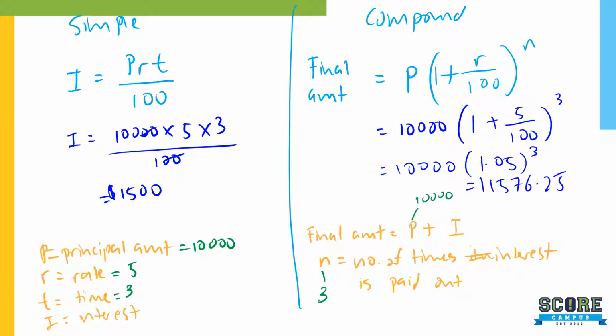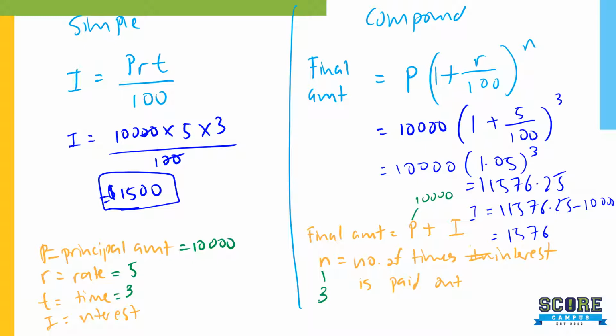11576.25. So here your interest was $1,500. Here your interest was 11576.25 minus 10,000, which equals $1,576.25. You get it?